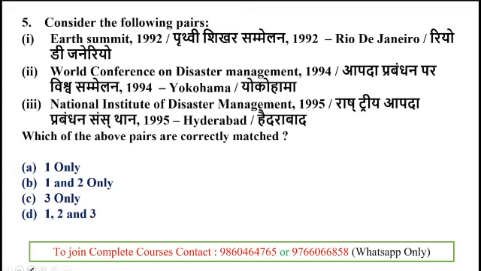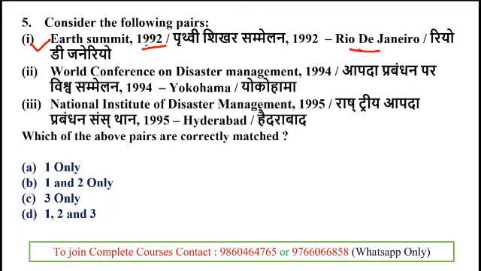Next one. Consider the following pairs. Here it shows the important summit conferences related with the environment and the years. The place is also given, and you can select the correct pair in the statement. One is the Earth Summit in 1992, and that is in Rio de Janeiro. That is right. In 1992, the Earth Summit in Rio de Janeiro, Brazil.